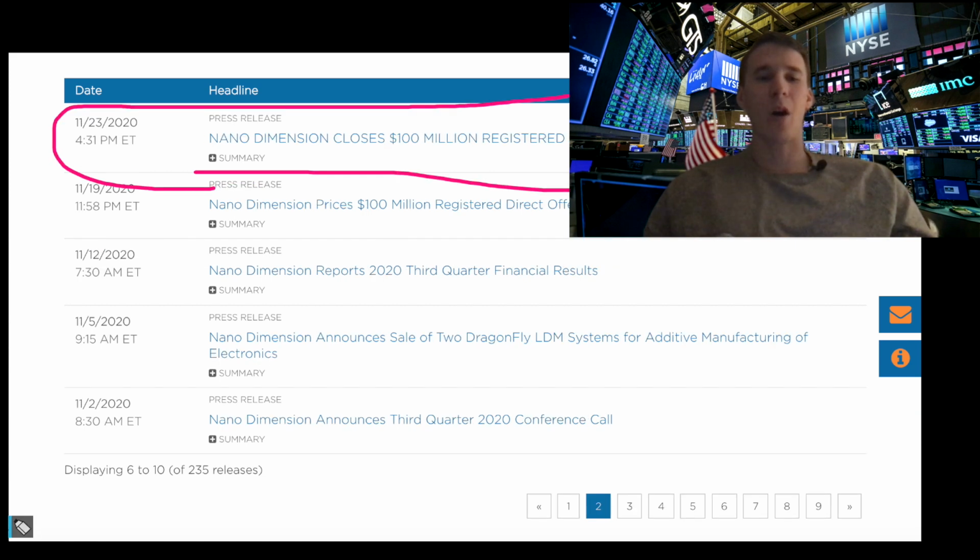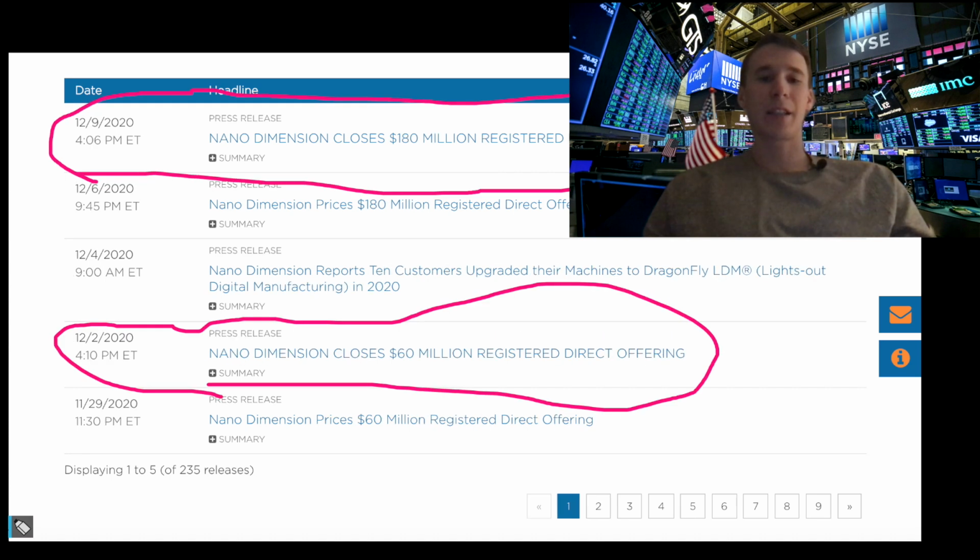And then continuing on in November, they closed a $100 million deal. That was about 25 million extra shares being added to the total outstanding share count. And then just this month in December, we closed a 60 million one, which was about 12 million shares. And then the 180 million one, the big one recently, which was about another 30 million shares. So in total, that accounts for 91 million shares they added to the outstanding share count, guys, up from only 47 million.